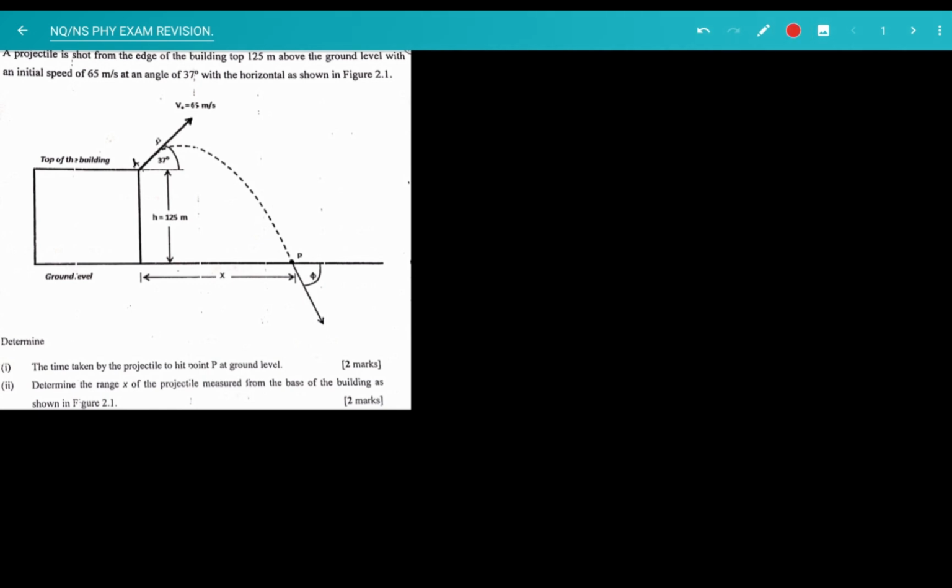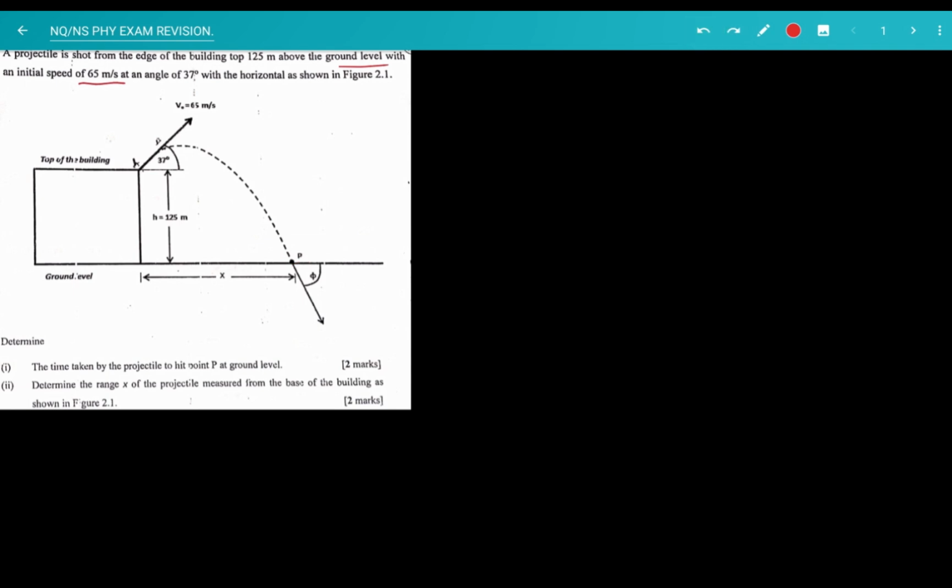Okay, so the question reads that a projectile is shot from the edge of a building top, which is 125 meters above the ground level, with an initial speed of 65 meters per second at an angle of 37 degrees with the horizontal, as shown in the figure, this diagram, as you can see. Determine the time taken by the projectile to hit point P at the ground, this point.